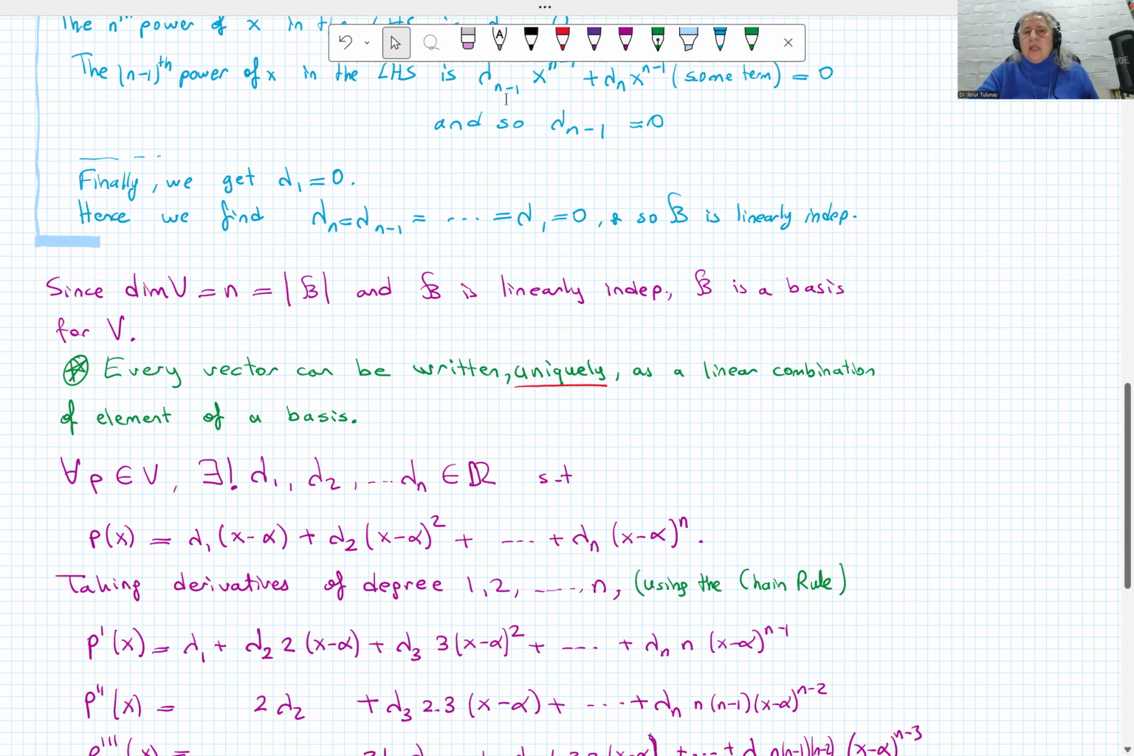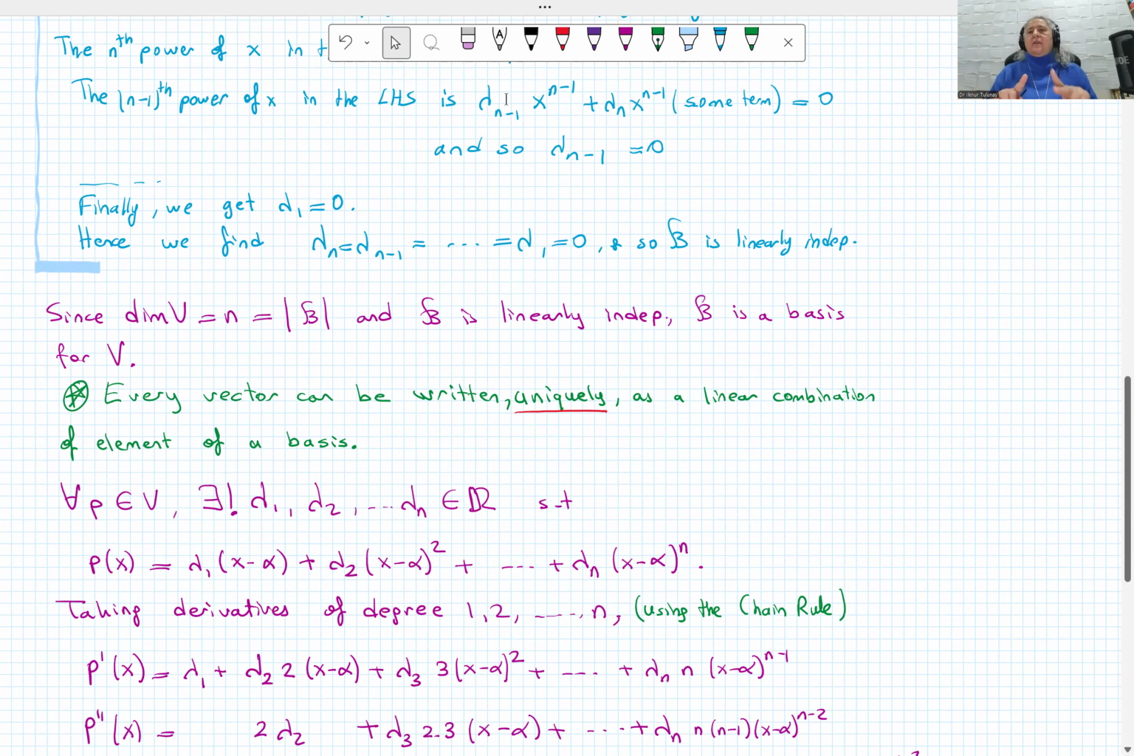Okay, once we understand the two important things that we have done up to now, we observe that the dimension of V is equal to n, and the number of elements of B is equal to n, and B is linearly independent. This means we have a theorem, a lemma. It says that if you have a linearly independent set such that the number of vectors in that set is equal to the dimension of the vector space, then it has to be a basis.